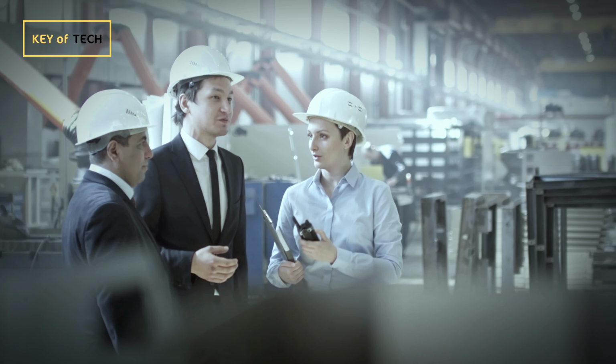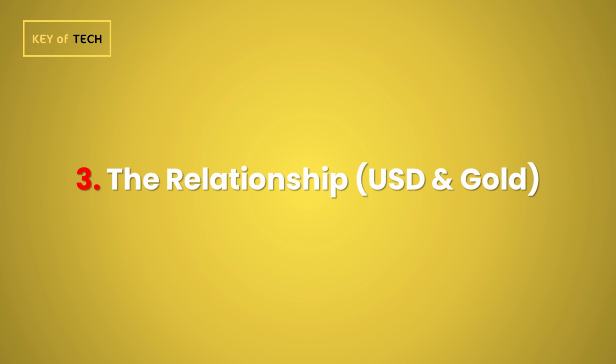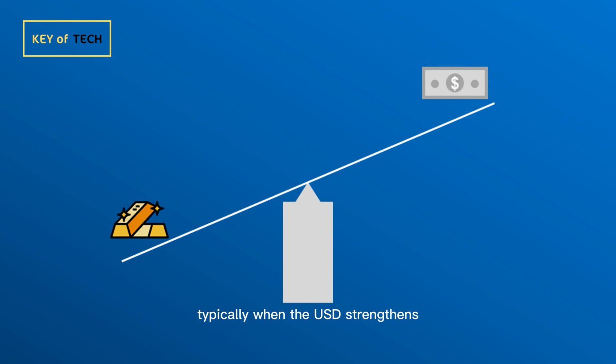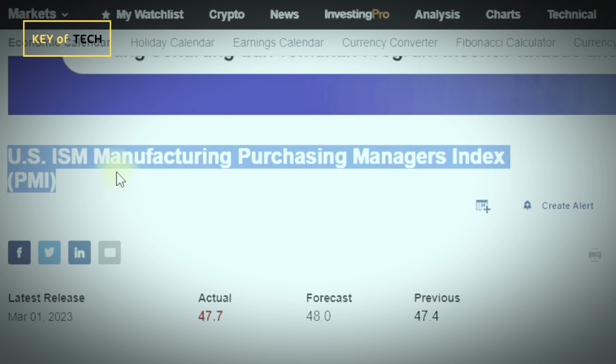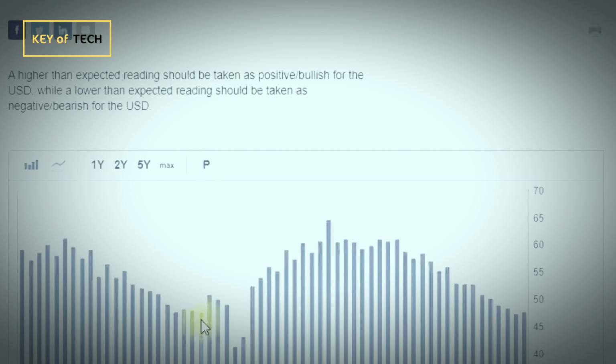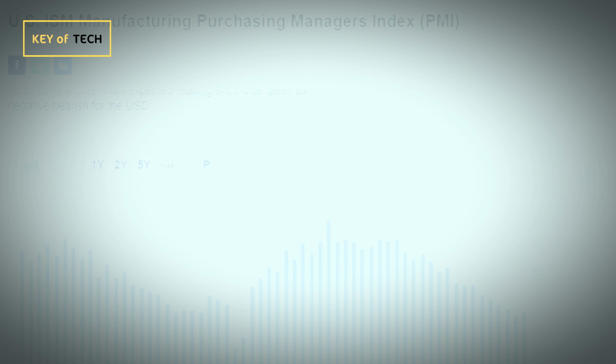Before we discuss how the PMI can affect gold trading, it's important to understand the relationship between USD and gold. Typically, when the USD strengthens, the value of gold decreases, and when the USD weakens, the value of gold increases. This inverse relationship is due to the fact that gold is priced in USD, so when the USD is stronger, it takes fewer dollars to purchase an ounce of gold.